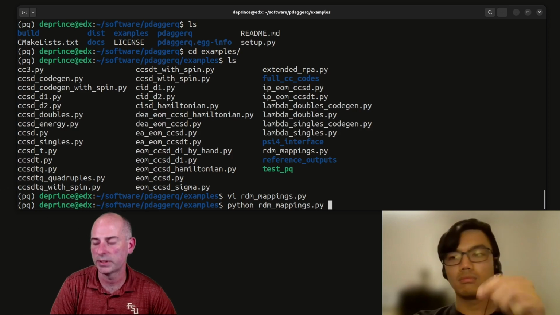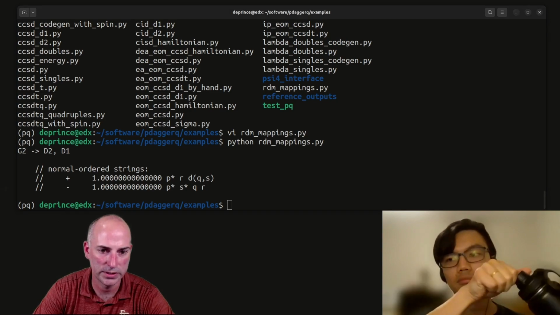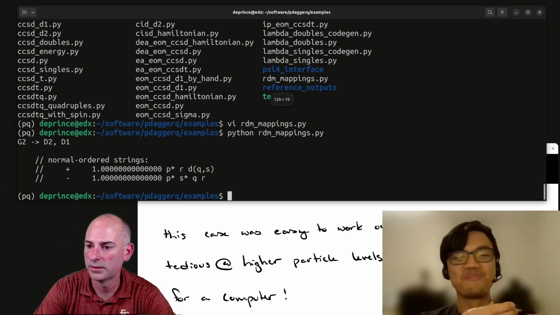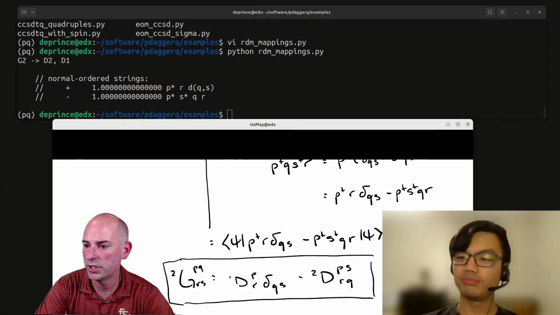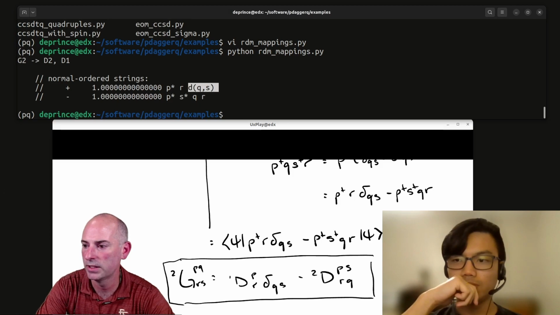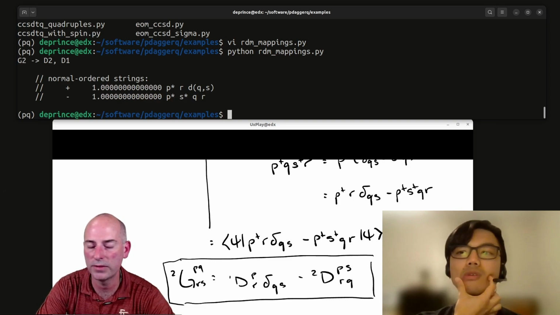Python, RDM mappings. Okay, so now let's bring this guy back. Perfect work for a computer. Okay, and I have G_PQRS is equal to D1_PR, so that's P dagger R, with a delta function, delta_QS, minus D2_PSRQ. And so that's PS, and the Q and the R are backwards because that's just convention. So the computer code derived exactly what we did. And this was a very easy example.